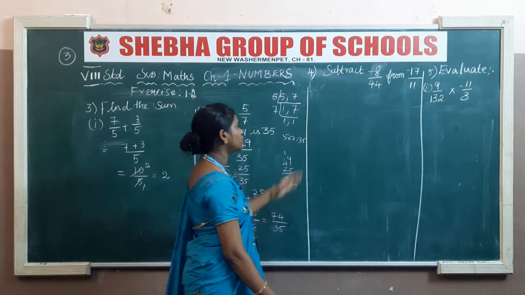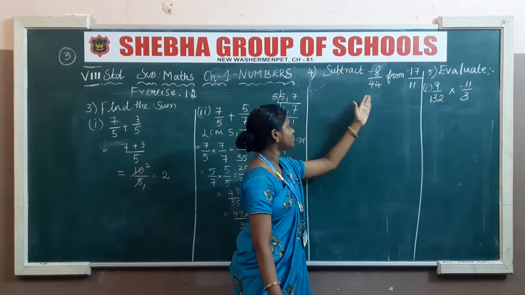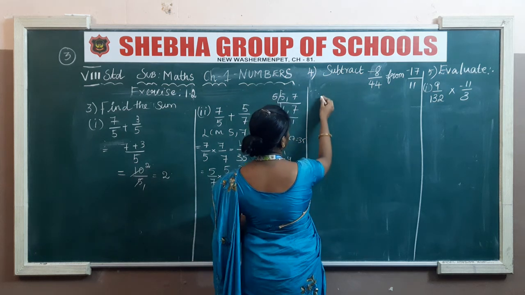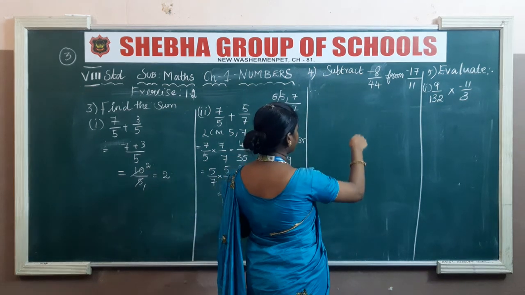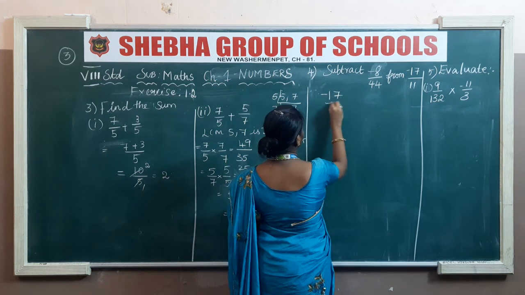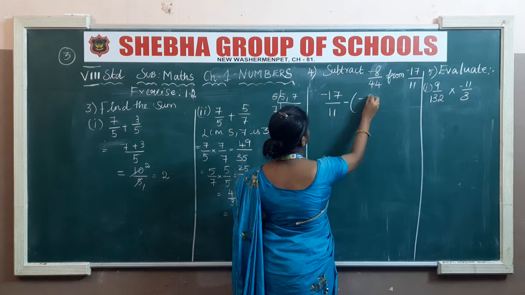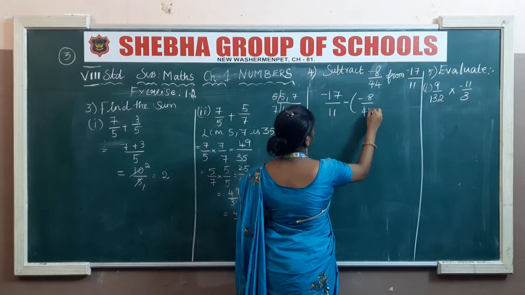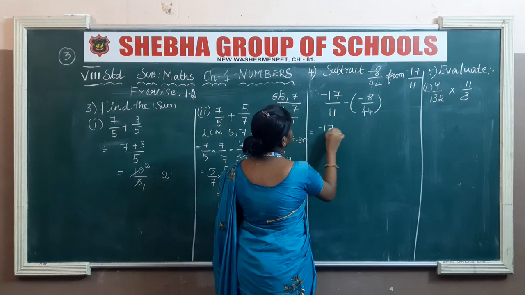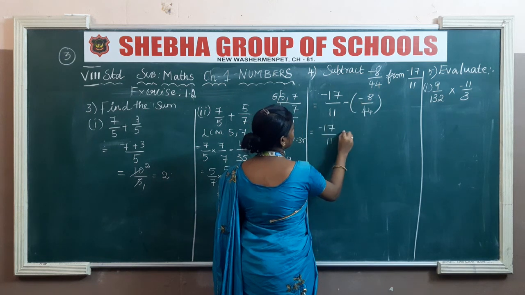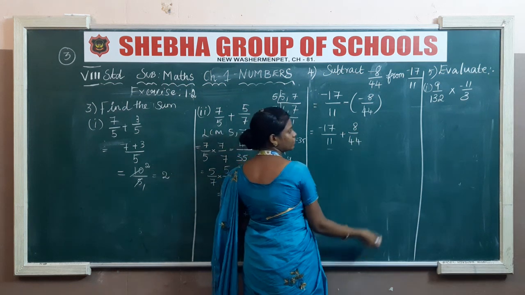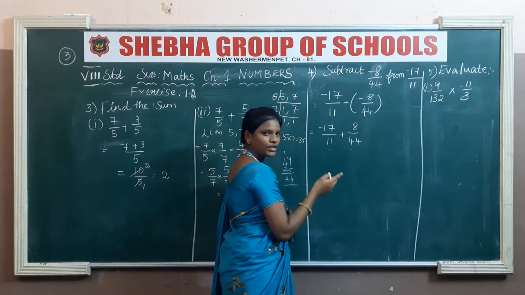Fourth sum: subtract minus 8 by 44 from minus 17 by 11. So we have to subtract it. Minus 8 by 44 from minus 17 by 11. We have to write it this way only: minus 17 by 11 minus minus 8 by 44. Minus into minus should be plus 8 by 44. We have to take the LCM of 11 and 44.